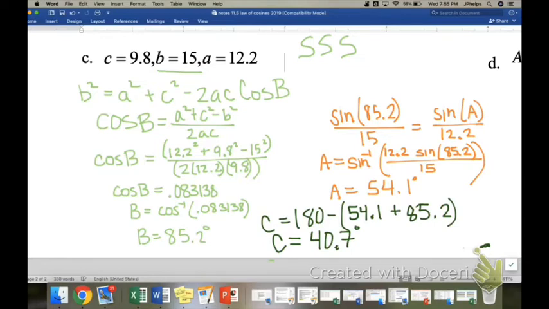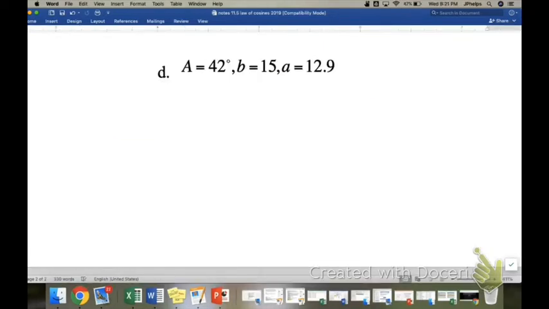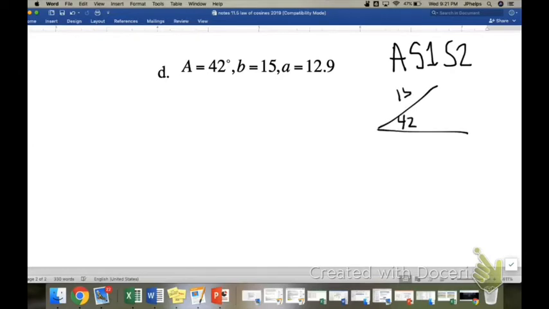And looking at this last problem, we've got given angle A is 42 degrees, side b is 15, and side a is 12.9, which means that we've got an angle, side across from the angle, and a side next to the angle. And if we draw that out, we've got angle A is 42, side b is 15, and side a is 12.9. And because side a, 12.9, is smaller than side b, 15, we need to check and compare this to the height. This might be an ambiguous case.